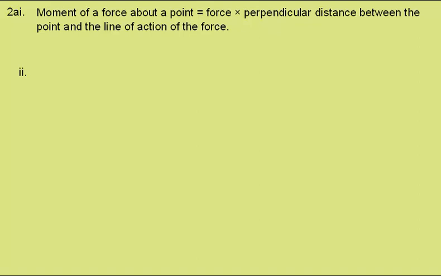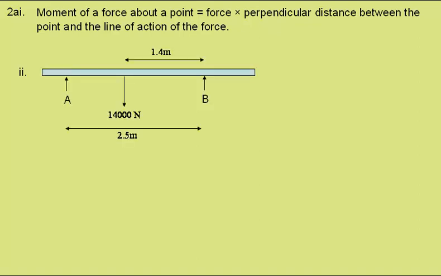In part 2 we need to state and explain which pair of springs, the front or the rear springs, will be compressed the most in the truck. Well, for this I've done a simplified version of the diagram. We have the weight acting down here at 14,000 newtons. This is 1.4 metres from the front wheels. The distance from the front to the back wheels is 2.5 metres, meaning we can add this distance as being 1.1 metres.